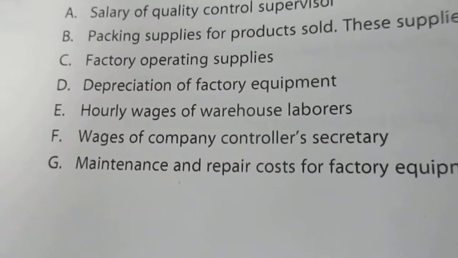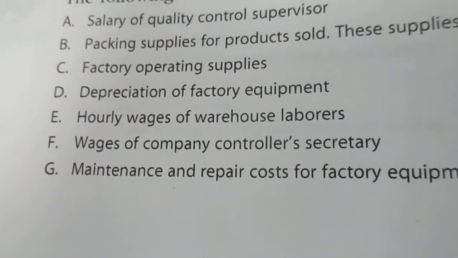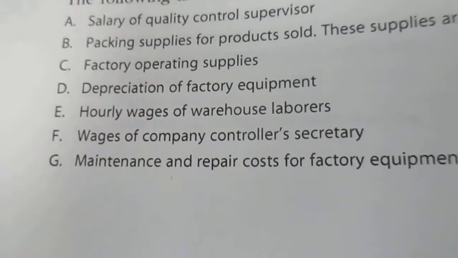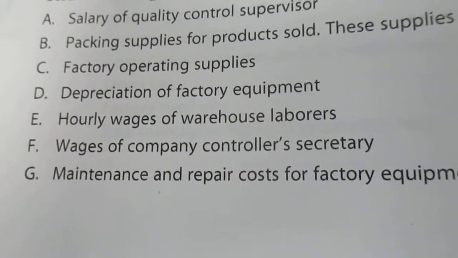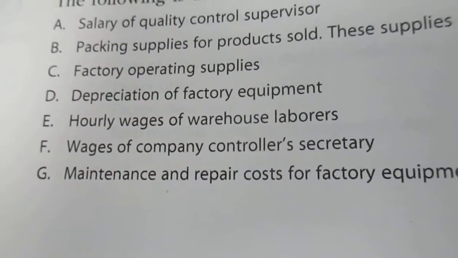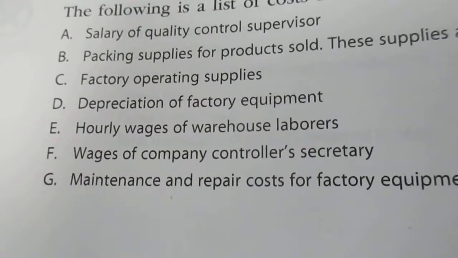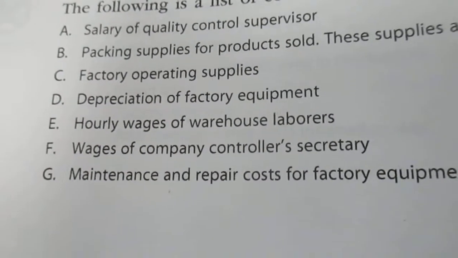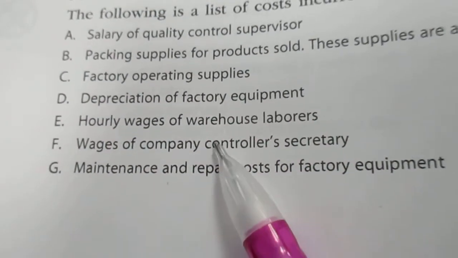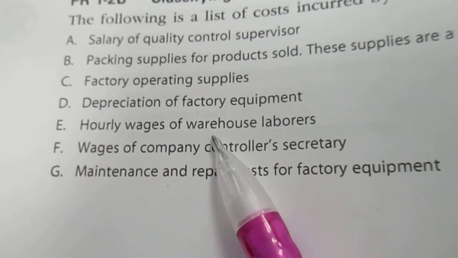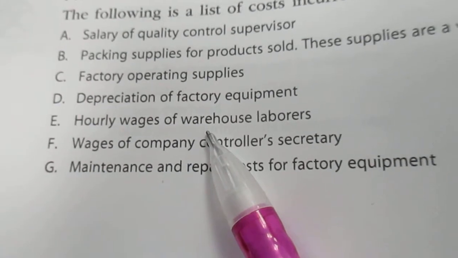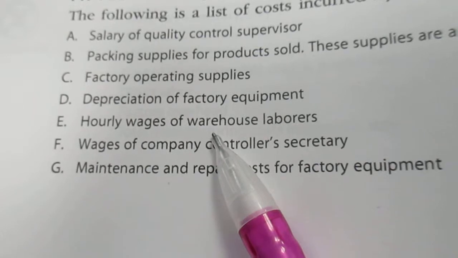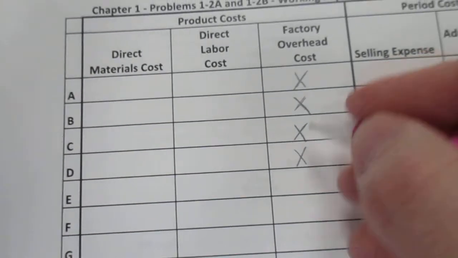Letter E is the hourly wages of warehouse laborers. Now, this one tripped me up when I did it the first time. Warehouse laborers are not the people that are putting the product together. Okay? You got to watch that word warehouse. They're not the people putting the product together. They're the people who are moving it in order to get it ready for shipping. Okay? So that is going to become a factory overhead cost.